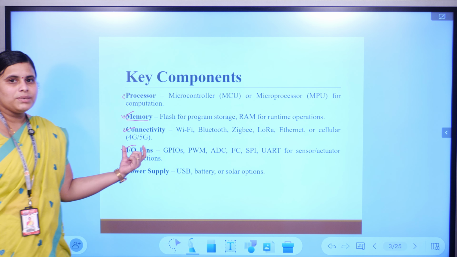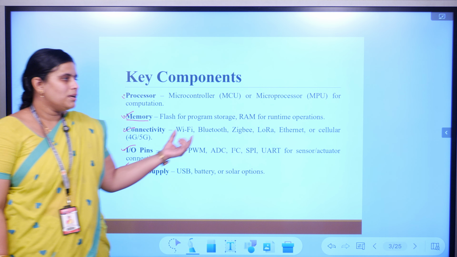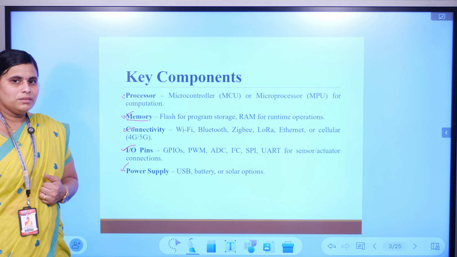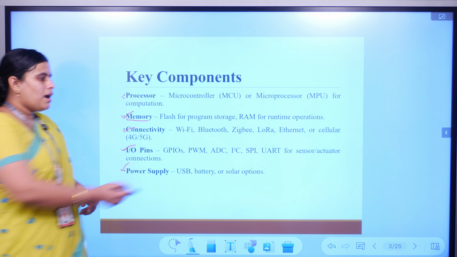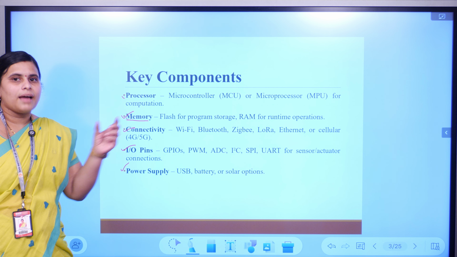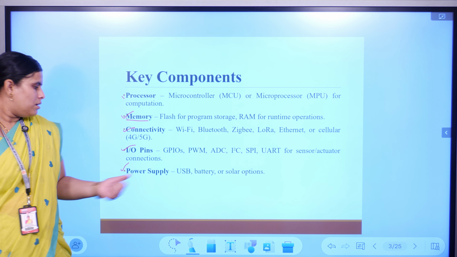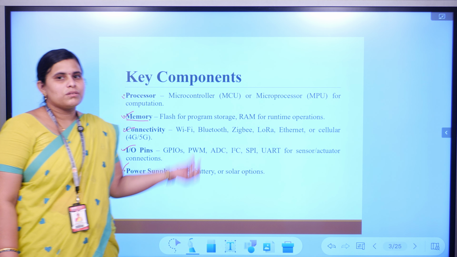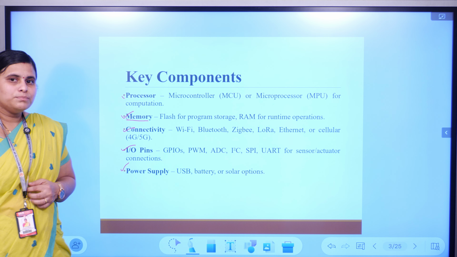Coming to the connectivity, to connect the physical devices through the internet, we have connectivity modules like Wi-Fi, Bluetooth, Zigbee, and Ethernet to transfer the information of a particular task. Coming to the input-output pins, we have general purpose input-output pins, pulse width modulation, analog and digital pins, and so on, to connect sensors and actuators to collect the information and to control the actions. Finally, we have the power supply, which may be in the form of battery, solar, or USB. These are the key components required to develop an IoT development board.